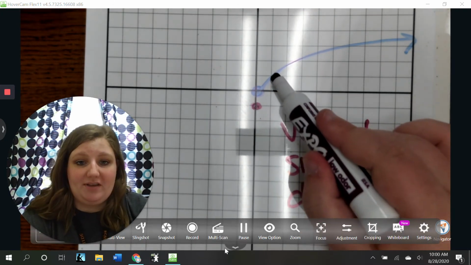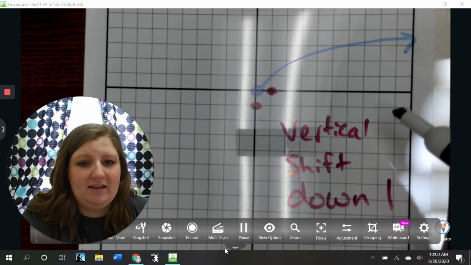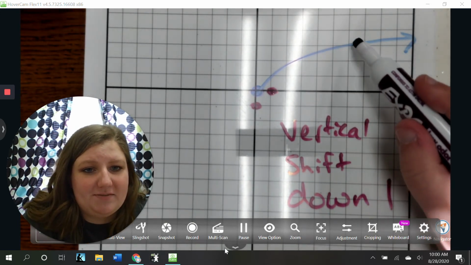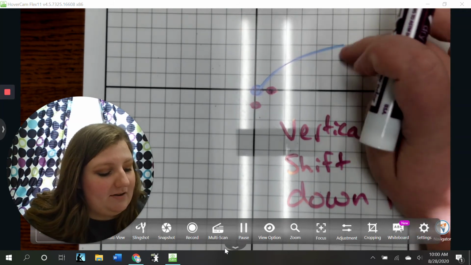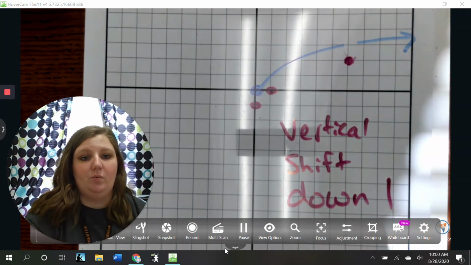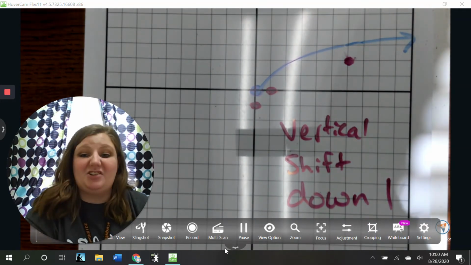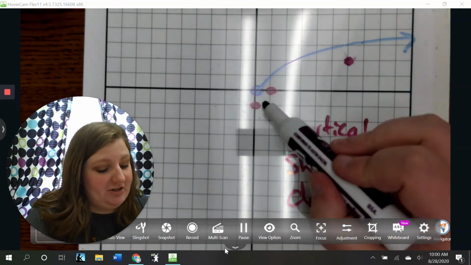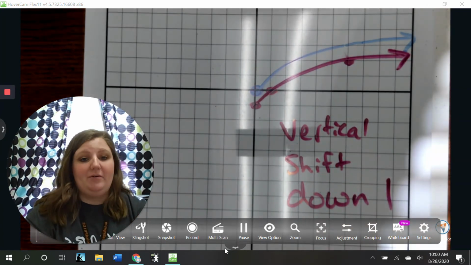I've got a point here that I can move down, move it down 1. And then let's see if there are any other easy points. This point right here looks kind of easy to transform. So I'm going to move this point, oh, not there. I'm going to move it down 1, okay? Then I just connect all the dots to get my transformed function. Okay? So that would be a vertical shift down 1.